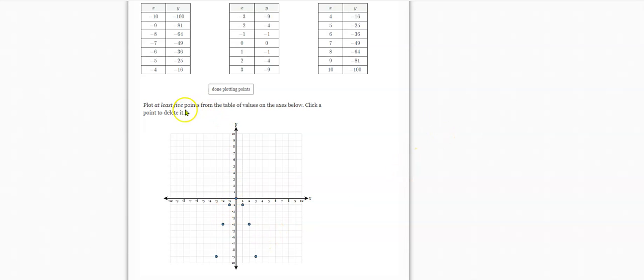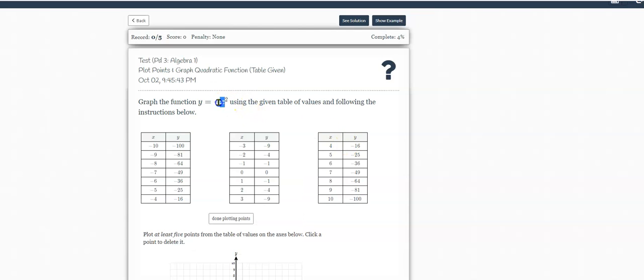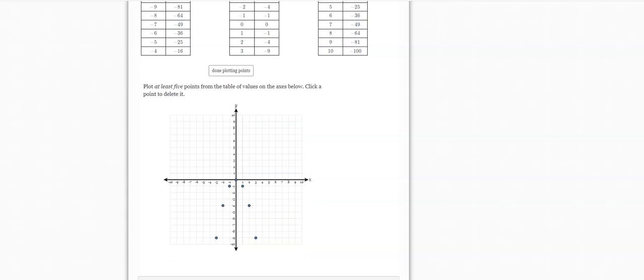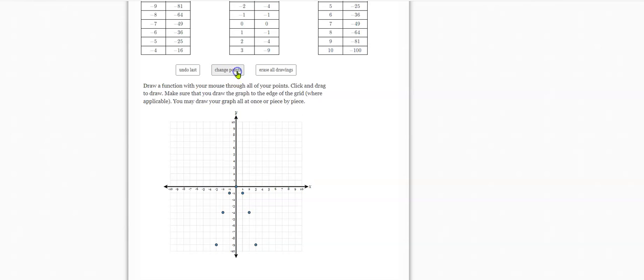After you're done plotting at least 5 points from the table, you look again at the type of equation that you have so you know the shape of the graph. Once you're done plotting those points, you click this box, and then you can use your mouse to connect these dots to draw the graph. So I'm going to go from the origin here, the vertex. I'm just going to go bit by bit, not perfect.